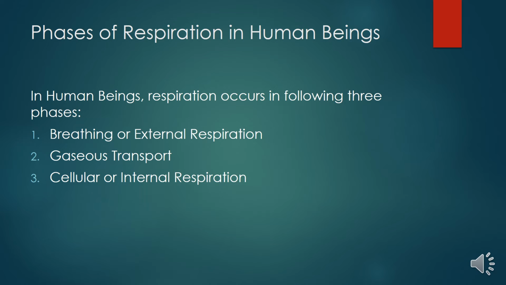This oxygenated blood from the lungs is transported throughout the body and reaches all the cells where the gaseous exchange takes place. During the gaseous exchange, the blood transports oxygen to the cells and collects the carbon dioxide from the cells. This deoxygenated blood is transported back to the lungs for the removal of carbon dioxide. And the third one is cellular or internal respiration. In cellular or internal respiration, cells oxidize sugar into carbon dioxide and water to release energy in the form of ATP, meaning adenosine triphosphate.